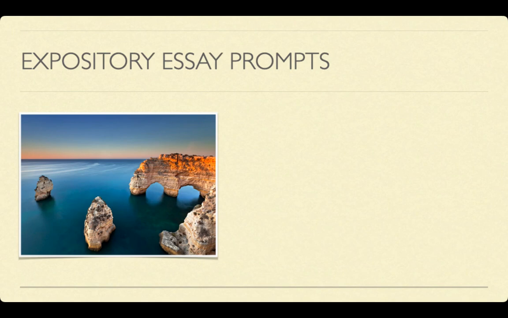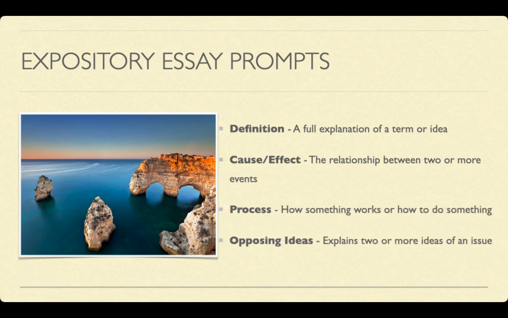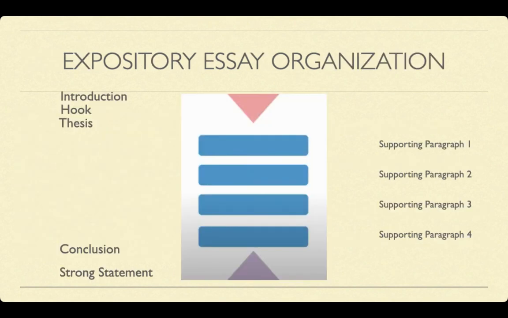A prompt for an essay will come in one of four types, specifically the expository essay: either definition, cause and effect, process, or opposing ideas. We'll discuss these four types after looking at the individual parts of the organization of the essay. Here we have a diagram that represents the major parts that join together to create the essay.